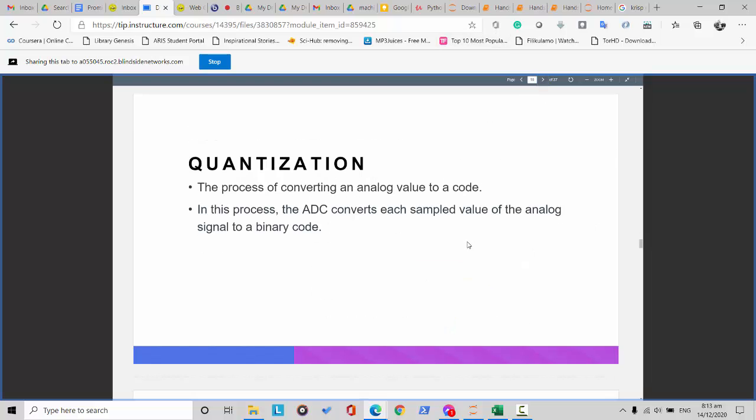Now we have a term here called quantization. Quantization is the process of converting an analog value to a code. So when we have an analog signal and we try to convert it to a code, we call it quantization. In this process, the analog to digital conversion converts each sampled value of the analog signal to a binary code. So that is what we call quantization.